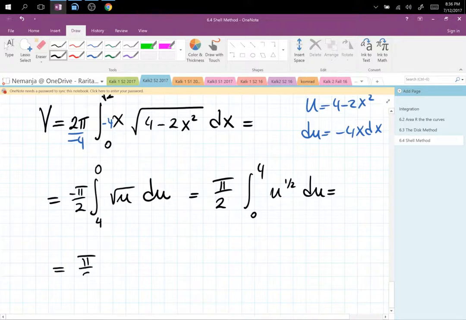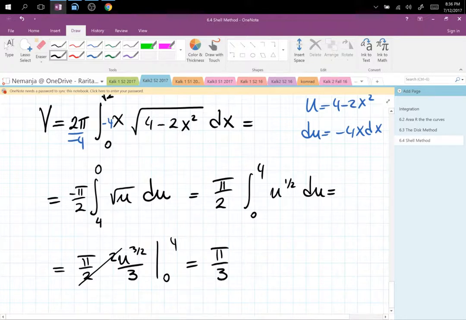So pi over 2, u to 3 halves over 3 halves, and then these die, 0 to 4. So I have pi over 3, 4 to 3 halves minus 0. Square root of 4 is 2, so 8 pi over 3. Bueno?